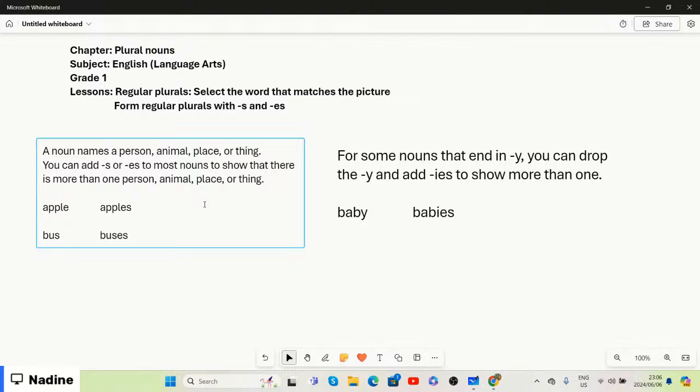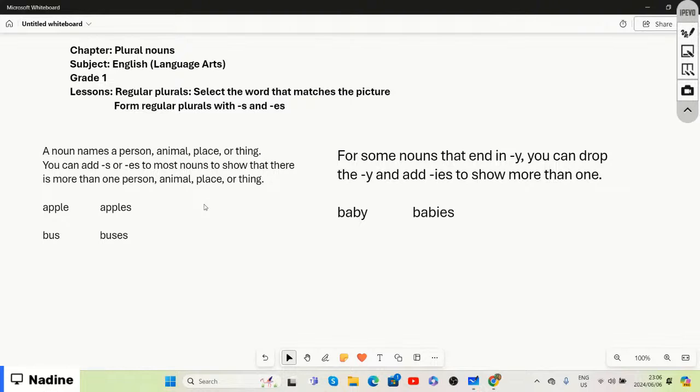So when it comes to plural nouns, plural means anything that is two or more, right? Anything that is two or more, we call that plural. So we have one of something, which is singular, and then we have two or more of something, and we call that plural. And remember, when it's plural nouns, we are specifically making mention of things like people, places, things, animals. Those are nouns.